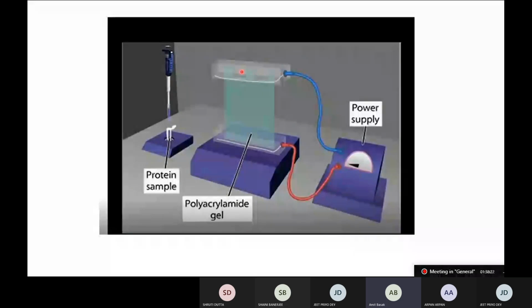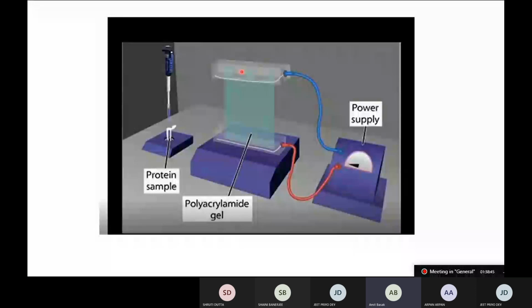So either UV or some spray which gives color. Iodine is absorbed by most of the organic compounds. So when you spray iodine, wherever there is compound, that becomes brown, it gets the iodine color. So that's how you locate where your compound is.